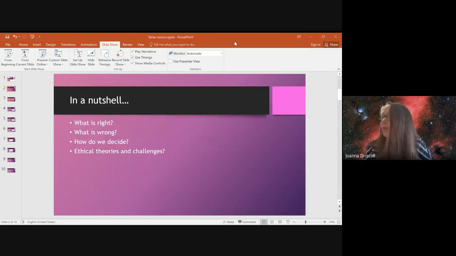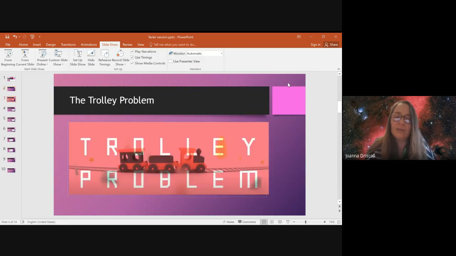So in a nutshell, what we're going to be looking at for the ethics part of the course is what is right, what is wrong, how can we decide, and then we're going to look at some ethical theories and some challenges to those ethical theories. Today, I thought it would be good if we just looked at one particular problem and worked our way through that, and this is called the trolley problem.